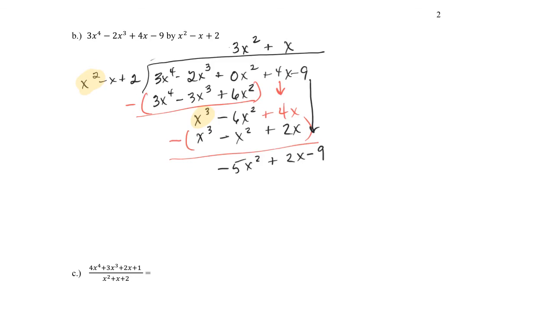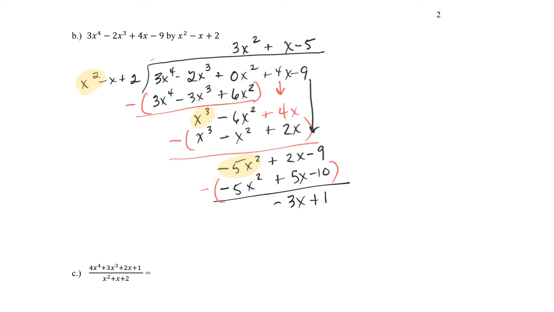All right, so next, what do I multiply x squared by to get negative 5x squared? Well, x squared times negative 5, so negative 5 here. So negative 5x squared. Negative 5 times negative x is positive 5x. Negative 5 times 2, negative 10. Again, subtract. So negative 5x squared minus negative 5x squared is 0. 2x minus 5x is negative 3x. Negative 9 minus negative 10 is positive 1.